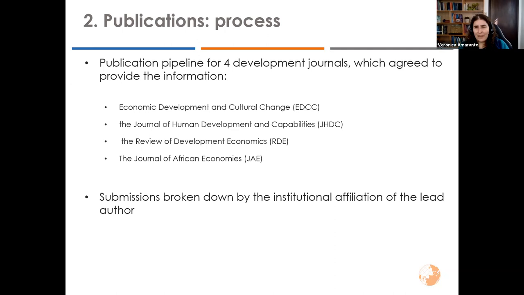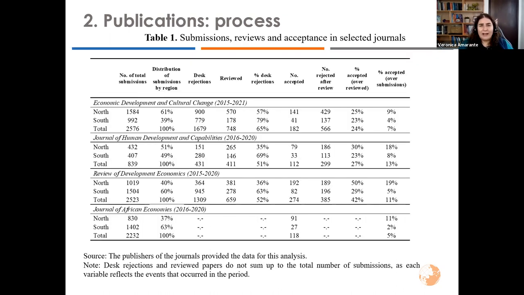As you see, they are quite different journals. The first two are included in the top 20 journals in development if you look at a ranking of development journals. Then we have the Review of Development Economics, which is a medium-classified journal, and a regional journal, the Journal of African Economics. In this analysis, the submissions are broken down by the institutional affiliation of the lead author. Each paper is classified as southern or northern, depending on the location of the lead author. And this picture gives the idea of our result.